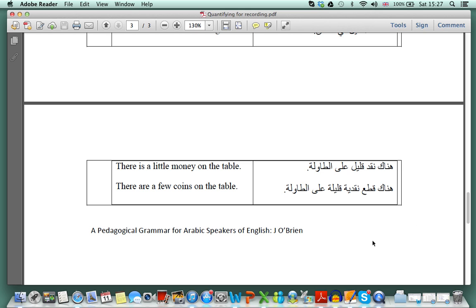Now you can go to the activities and you can learn a lot more about how we quantify items in English using some, each, every, and so on.